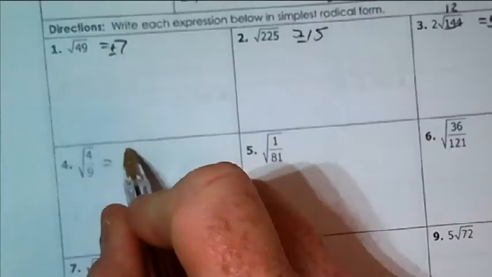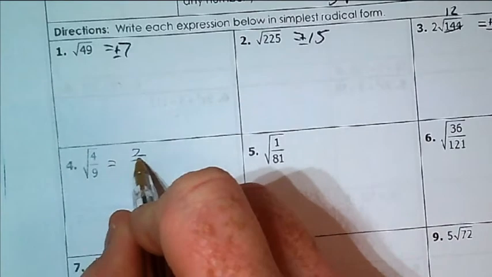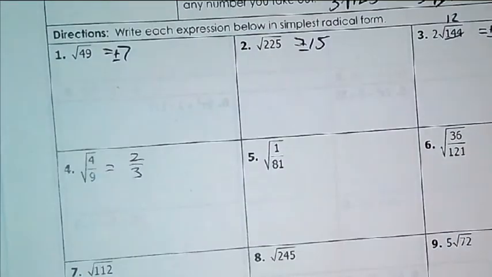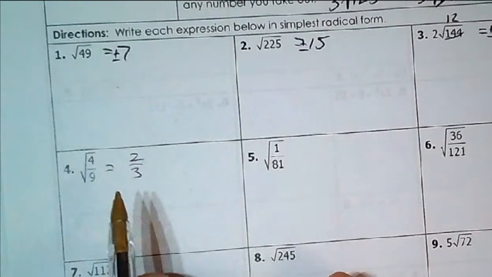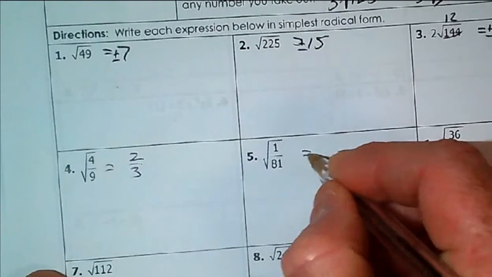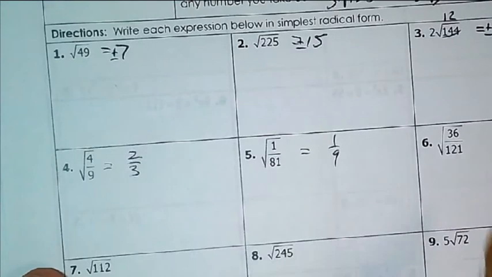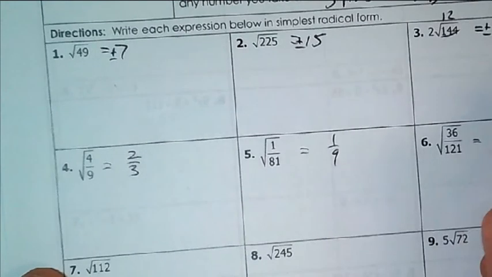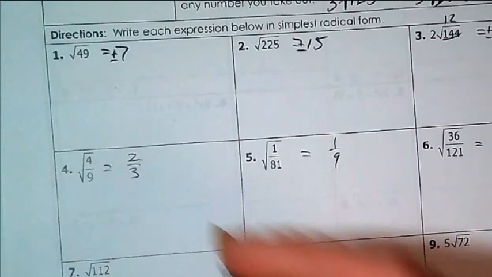Alright, so number 4, what do we have? Number 4, we have the square root of 4 over 9. It's 2/3. Because you're going to take the square root of 4 and the square root of 9, which gives you 2 over 3. No decimals. Leave it as a fraction. Alright, the square root of 1 over 81. What is it? Good. The square root of 36 over 121. It's 6 over 11.